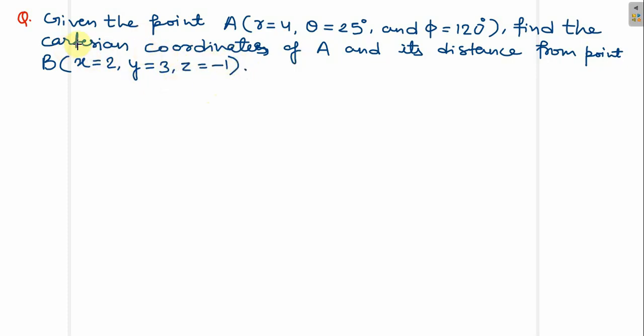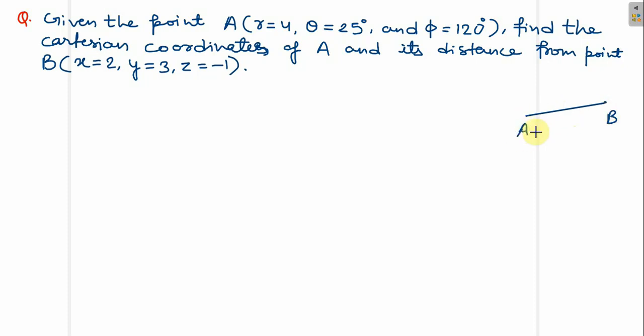I am reading it once again. Given the point A, r equals to 4, theta equal to 25 degree and phi equal to 120 degree, find the Cartesian coordinates of A and its distance from point B, and the coordinates of point B is x equals to 2, y equal to 3 and z equals to minus 1. Okay, so now we know that we have to find the distance between the 2 points. Let's say this is point A and this one is your point B, and we need the distance between the 2 points.